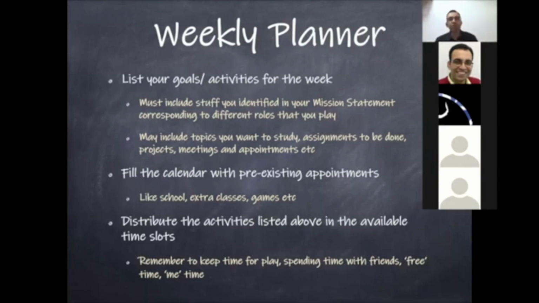So put all the pre-existing appointments in the calendar. For example, I have these classes on these days. You can put your weekly calendar, school timetable over there, extra classes, games classes, extra meetings, assignments, all those things you can already put. And then you distribute the other activities, the goals and the Q2 activities in the available time slots. Okay. And then Q3 and Q4, they will find their space somewhere in between. Okay. You have to ensure that there are some free empty slots here and there so that if some new Q1 thing arises, you're able to handle it.